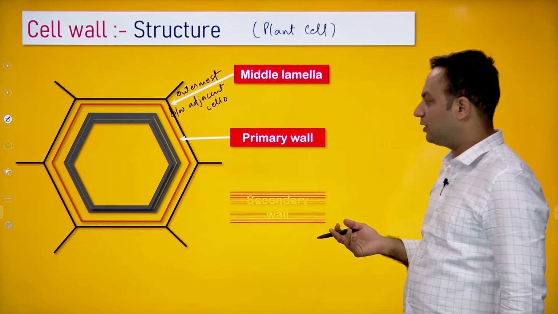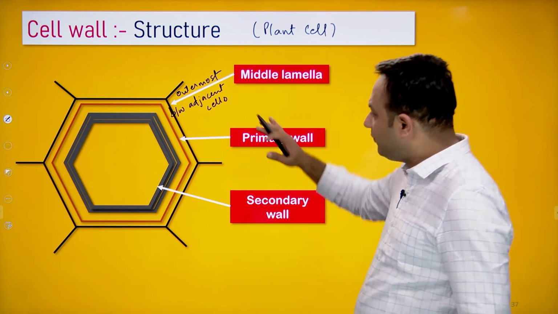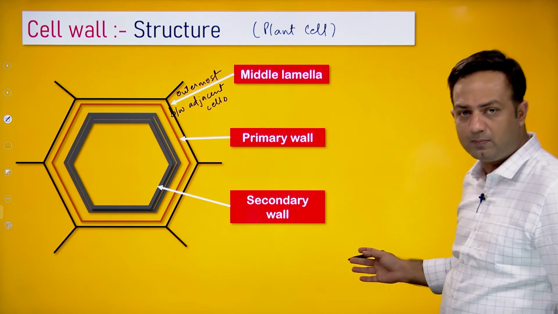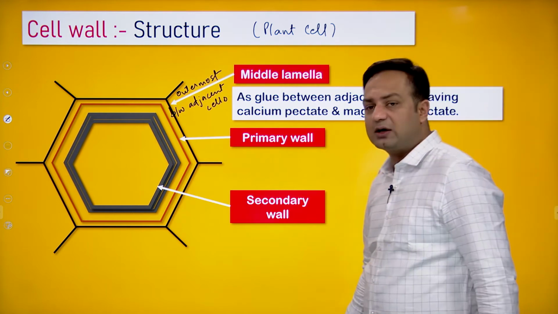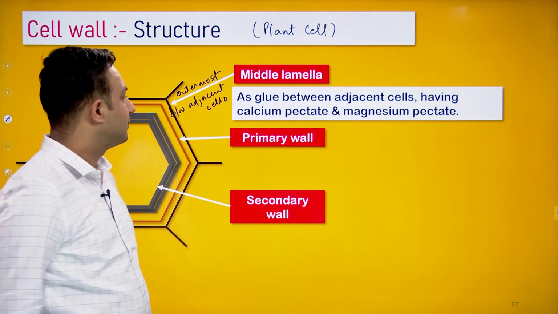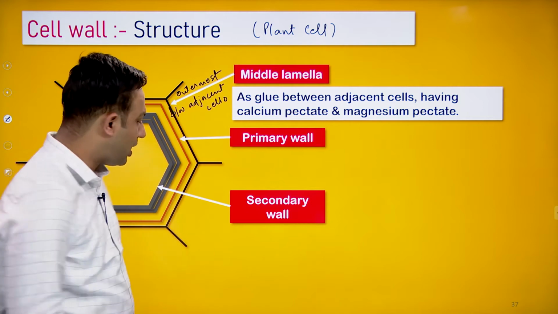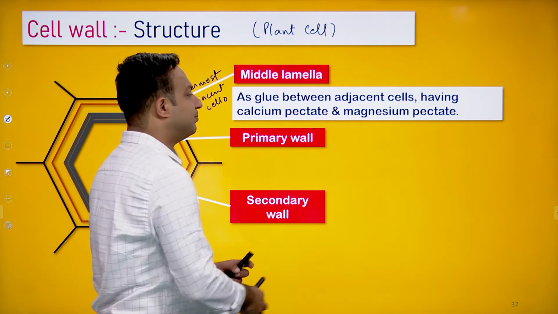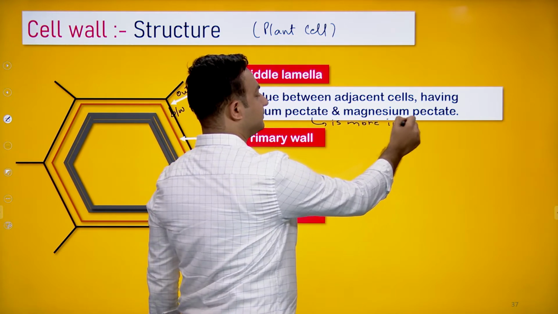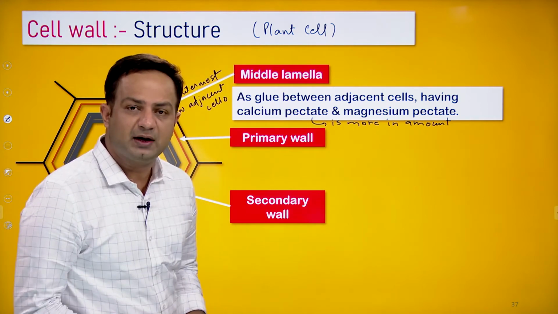Next is the primary wall, and then comes the innermost, which is the secondary wall. Now what we are observing here, as per this diagram, the thickest one is the secondary wall. The middle lamella is a glue between adjacent cells, having compounds like calcium pectate and magnesium pectate, out of which the calcium pectate is more in amount as compared to magnesium pectate.